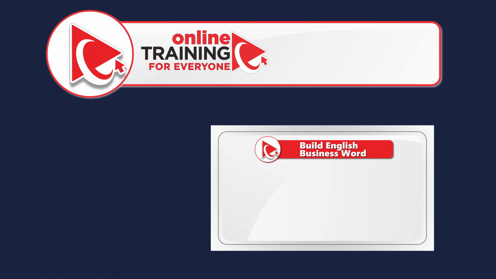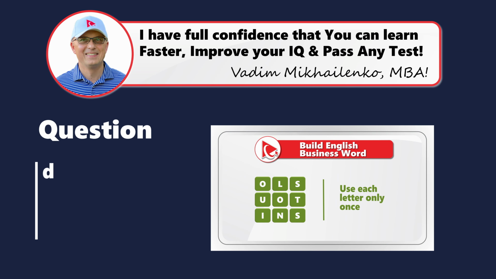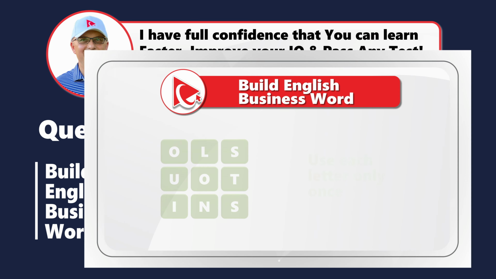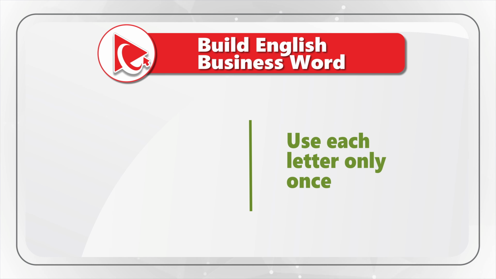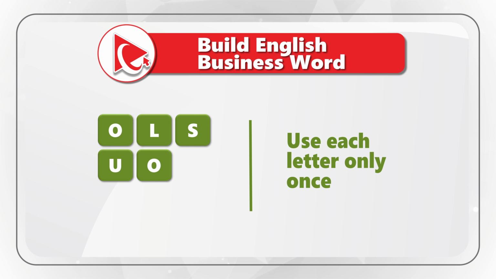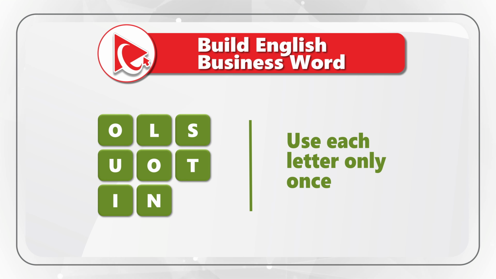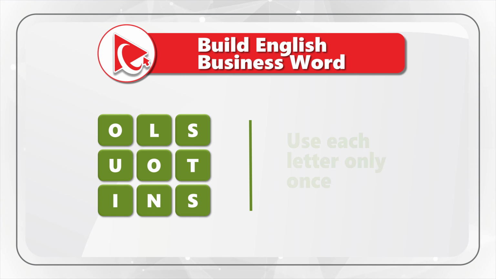A very interesting question for you to try your skills. You're presented with 9 letters of the English alphabet, and you need to build an English business word. The letters are O-L-S, U-O-T-I-N-S. Take a close look to see if you can construct an English business word.